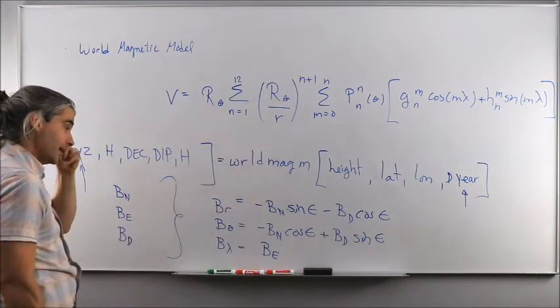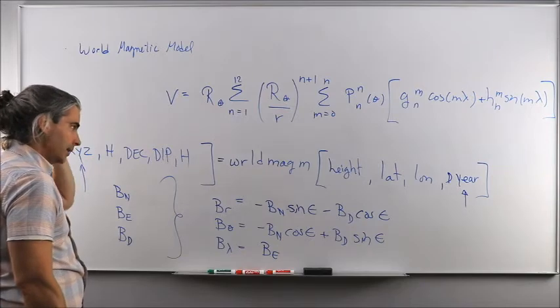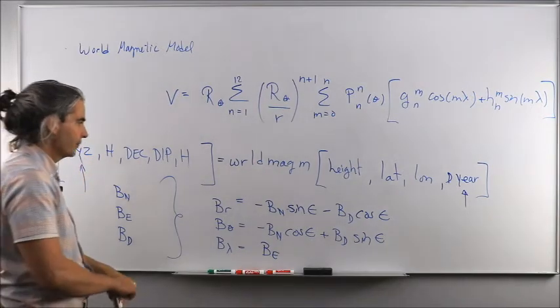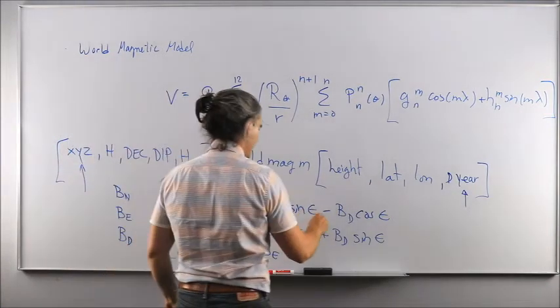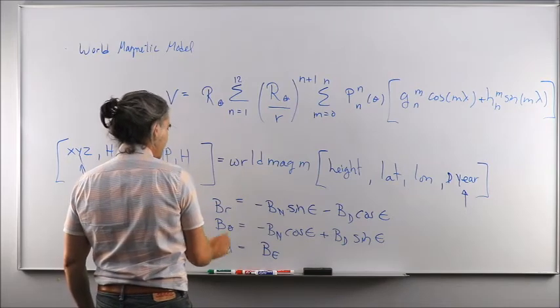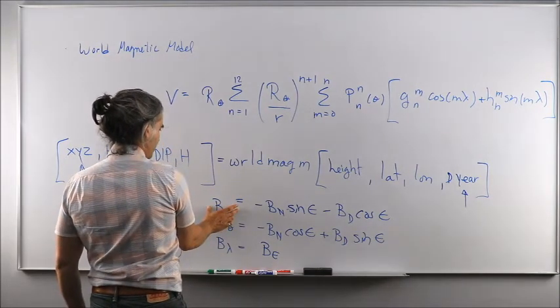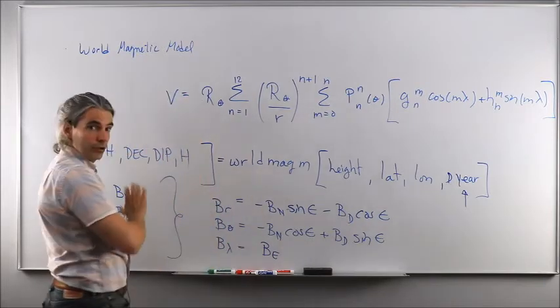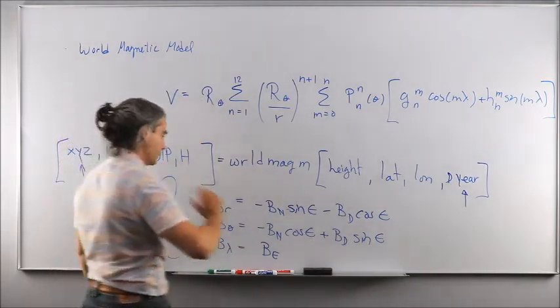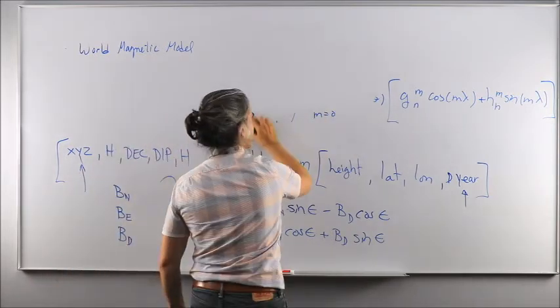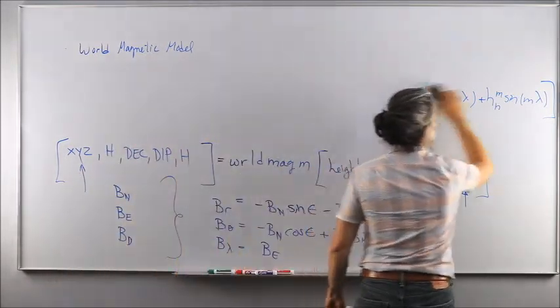Okay, so BN, BE, and BD right from the MATLAB function. That's great news. But you need to figure out epsilon so that you can get Br, B theta, and B lambda, and use those and turn them into Bx, By, Bz, as I showed you in the previous section for the spherical harmonic model. Okay.